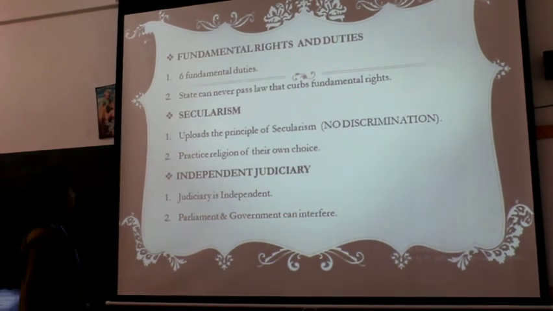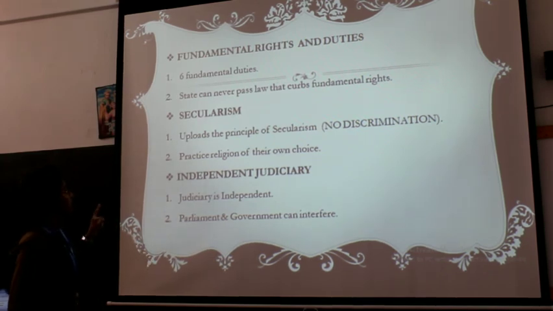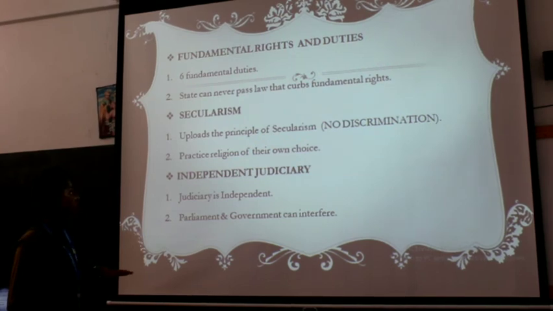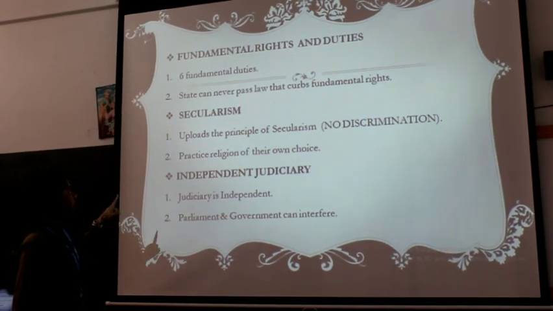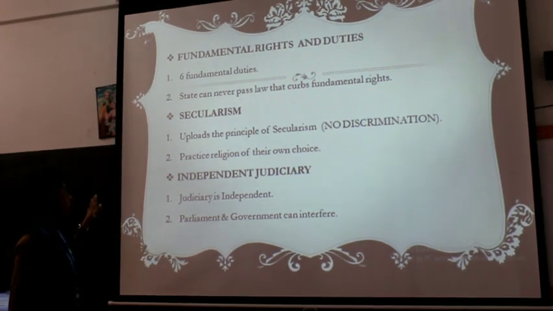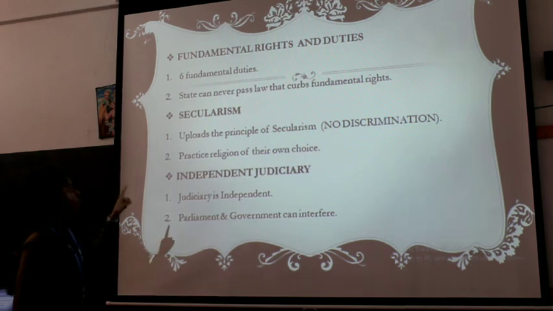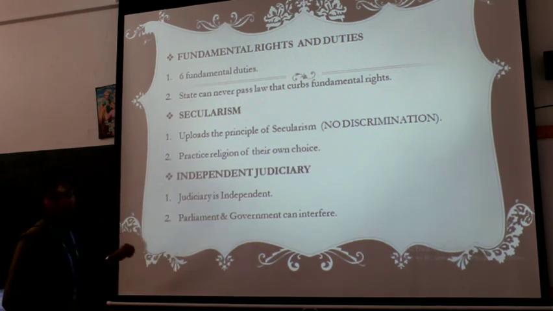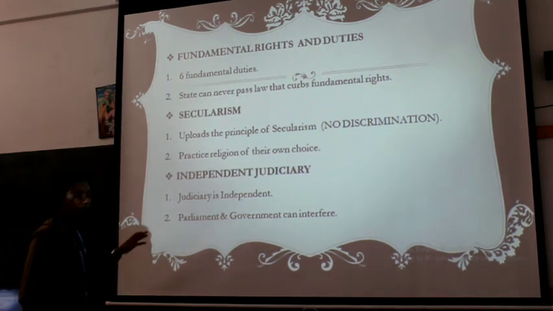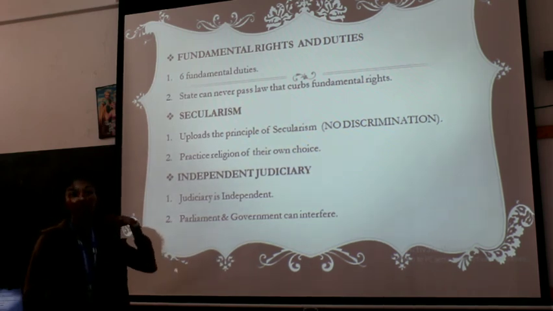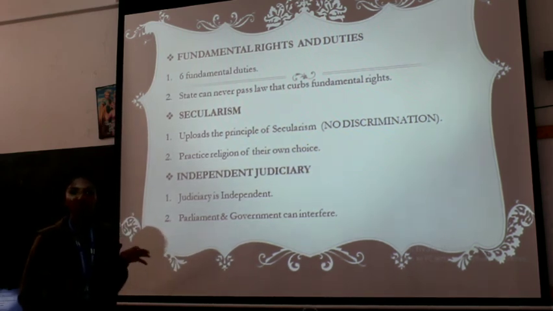Next, fundamental rights and duties. Okay, we have basic fundamental rights and duties that every individual has to follow. So there are six fundamental rights. State can never pass a law that curbs fundamental rights. A state can never pass a law which interferes in the life of the people. It shouldn't be a disturbance for the citizen.